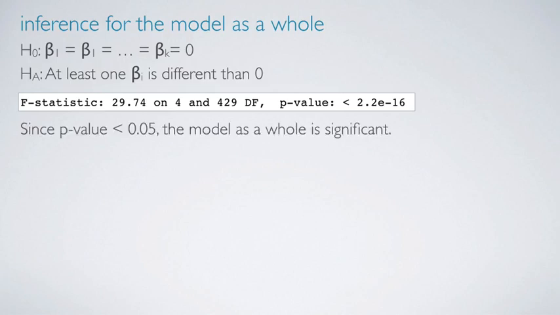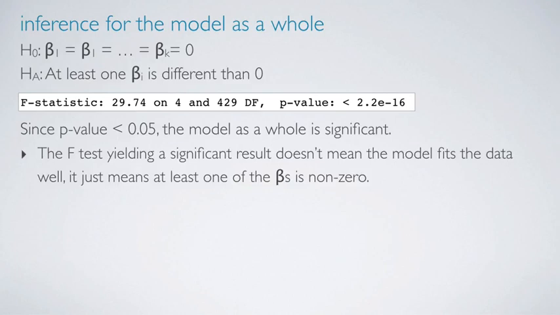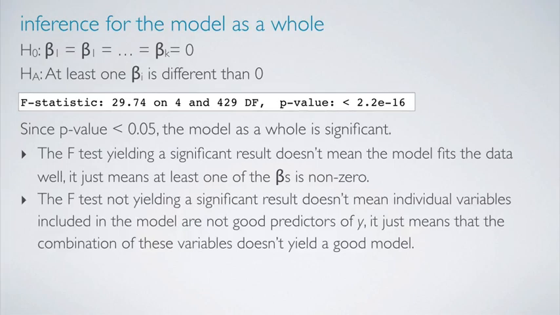Since our p-value is less than 0.05, we say that the model as a whole is significant. We reject the null hypothesis, and the alternative hypothesis is suggesting that there is at least something interesting to look for here. The F-test yielding a significant result doesn't mean the model fits the data well. It just means that at least one of the betas is non-zero. The F-test, on the other hand, not yielding a significant result doesn't mean individual variables included in the model are not good predictors of Y. It just means that the combination of these variables doesn't yield a good model.